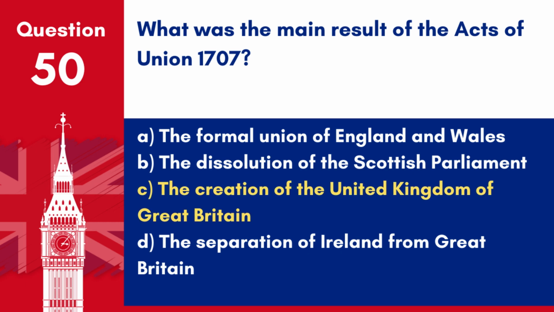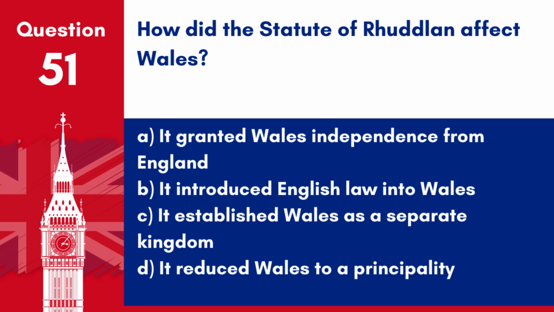Answer: C. The creation of the United Kingdom of Great Britain. The Acts of Union 1707 united the kingdoms of England and Scotland under the name of Great Britain, creating a single sovereign state.